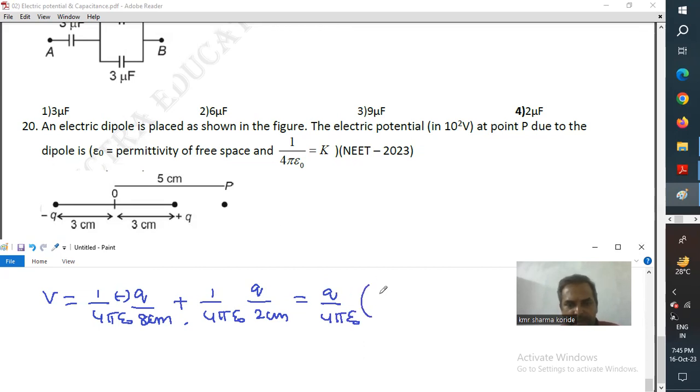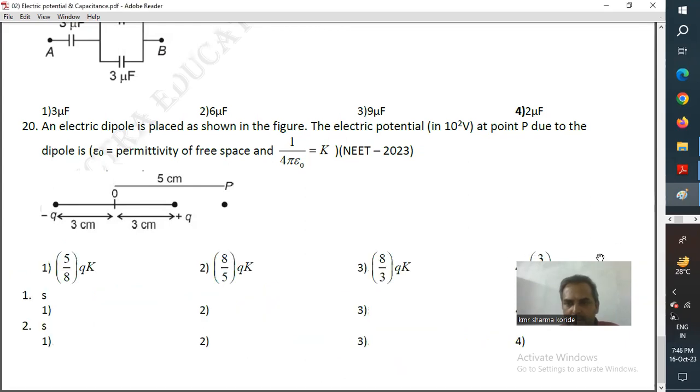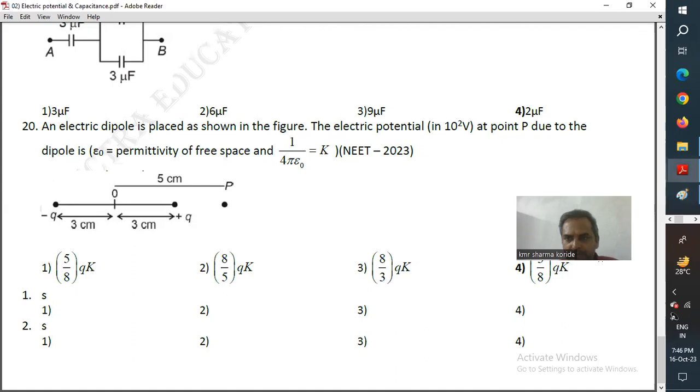Then this is going to be 1 by 2 minus 1 by 8. So therefore, 1 by 4 pi epsilon naught is K, QK, LCM is 8. So this is 4 minus 1. So therefore, this is 3 by 8 QK. So the last option is correct.